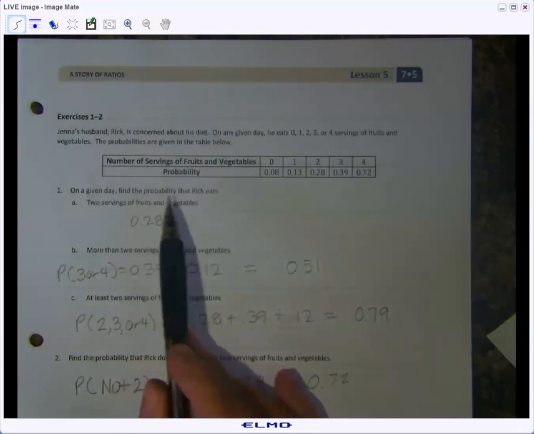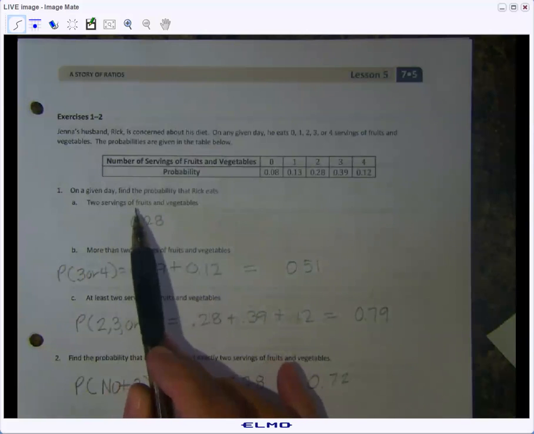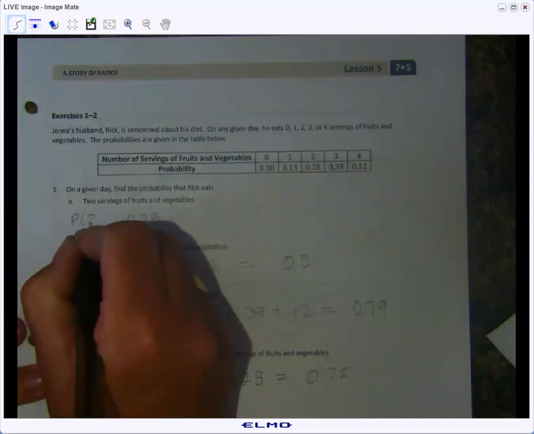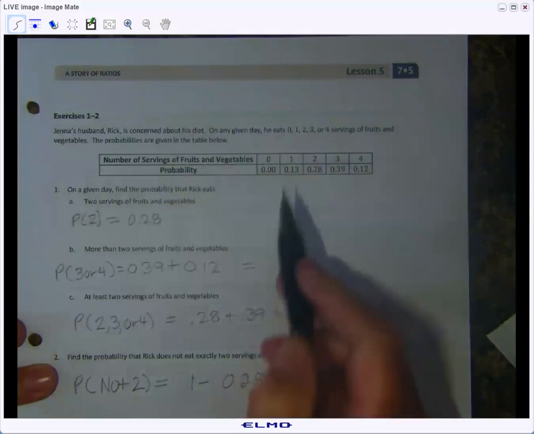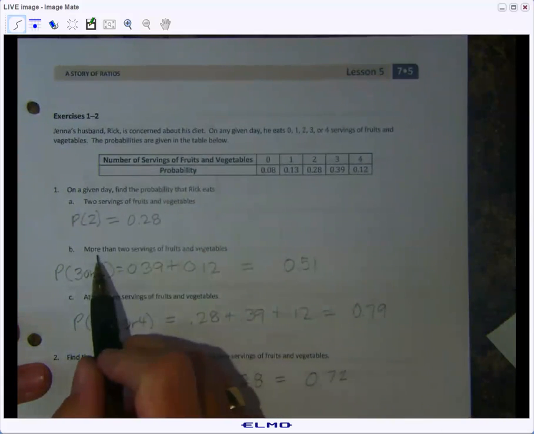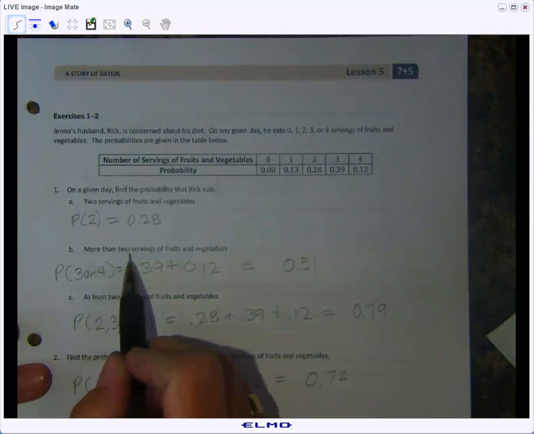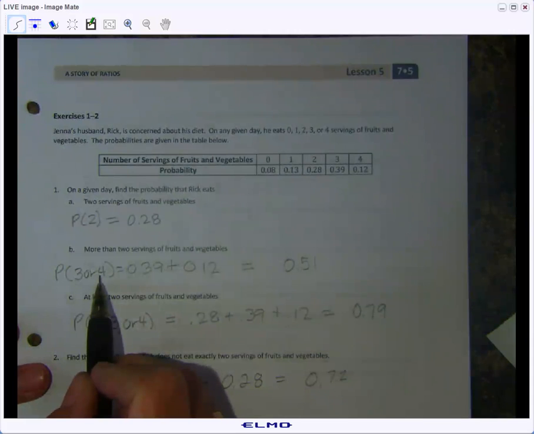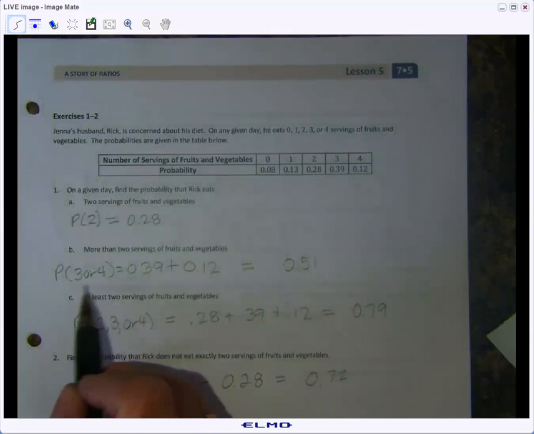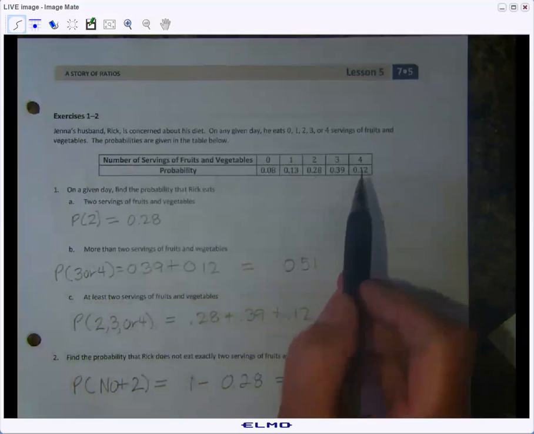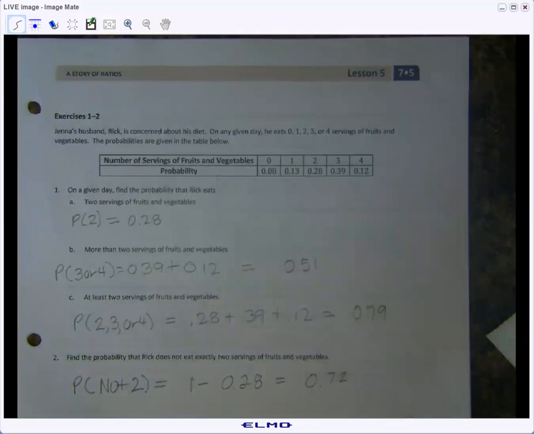On a given day, find the probability that Rick eats 2 servings of fruits and vegetables. That's going to be straightforward. You write it like this: probability of exactly 2, and it comes straight from the table, is 0.28. What's the probability that he eats more than 2 servings of fruits or vegetables? More than 2 would be 3 or 4. More than 2 does not include 2, so be careful. Write down what you're looking for like this, then go to the table, pick up the probabilities, add them together, and you get 0.51.